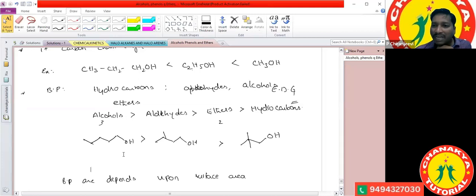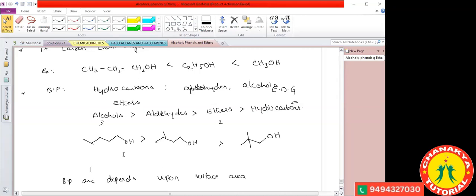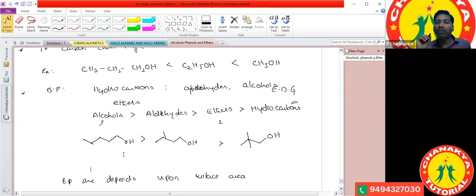If the carbon chain length increases, what about the solubility? For example, I already gave methanol, ethanol, propanol. Which one is highly soluble in water? That is my question. No, sir, as the chain length increases, the solubility decreases. Very good, ma'am. Because the non-polar character increases.